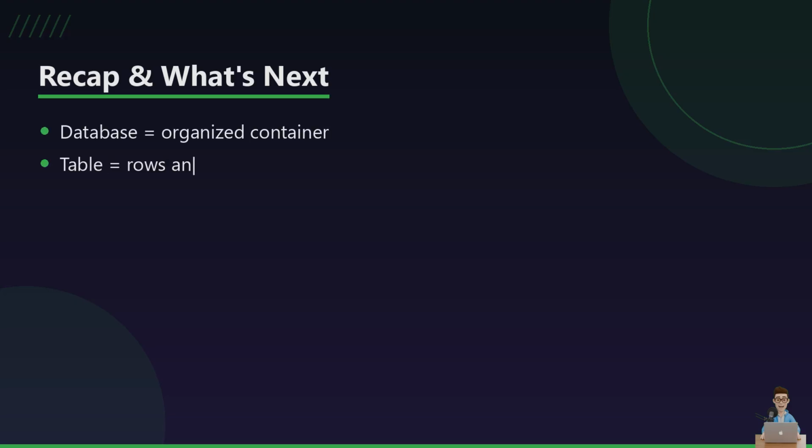Let's tie it all together. A database is your labeled filing cabinet, a table is one spreadsheet drawer inside it, and every table follows a schema with typed columns and a primary key that keeps each row unique. Get these 4 ideas and everything else in SQL is just building on this foundation.